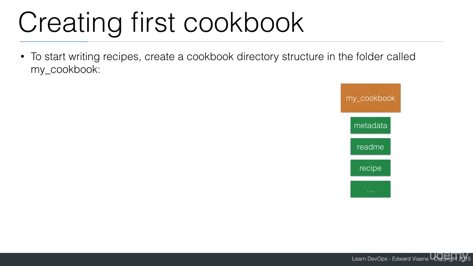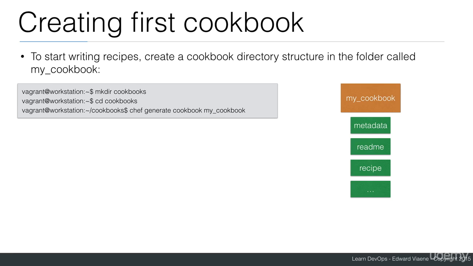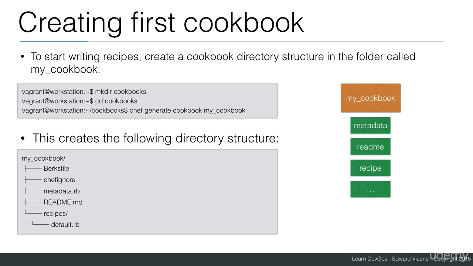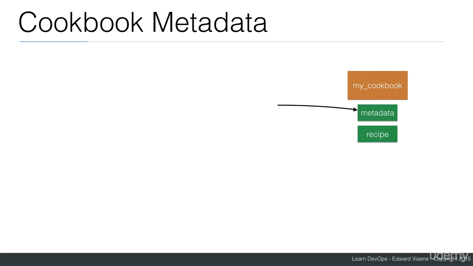To start writing recipes, create a cookbook directory structure in the folder called my_cookbook. We can execute the command chef generate cookbook my_cookbook to do this. This creates the following directory structure. We have a folder my_cookbook with a Berksfile, chefignore, metadata, a README and a recipes folder. The directory layout can also differ a bit between versions, but this is the minimum you need.